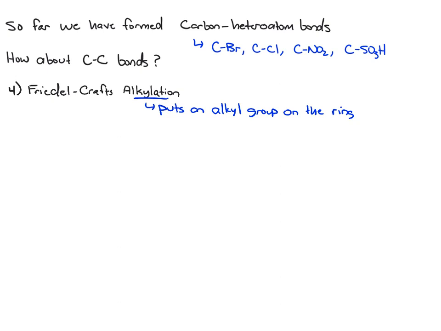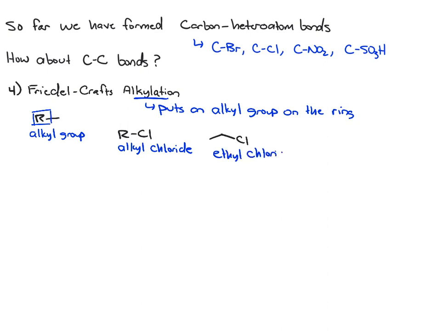An alkyl group is essentially some sort of CH group, like a methyl group, an ethyl group, a propyl. And we often just abbreviate that as R. So if you have R attached to your molecule, although we sometimes call that the rest of the molecule, R really represents an alkyl group. So for example, if you have RCl, this would be called an alkyl chloride. If you have ethyl chloride, the ethyl group is your alkyl group in this molecule.